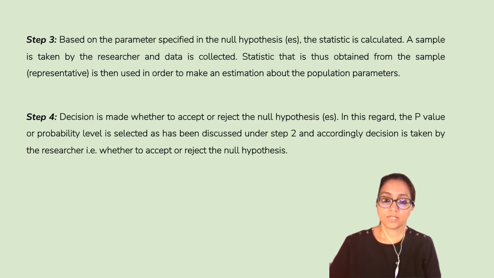Then step 4 is a decision is made whether to accept or reject the null hypothesis. In this regard, the p-value or probability level is selected. That was discussed under step 2, and accordingly the decision is taken by the researcher. So once you obtain the statistic, based on the p-value, you have to make a decision whether to accept or reject the null hypothesis.